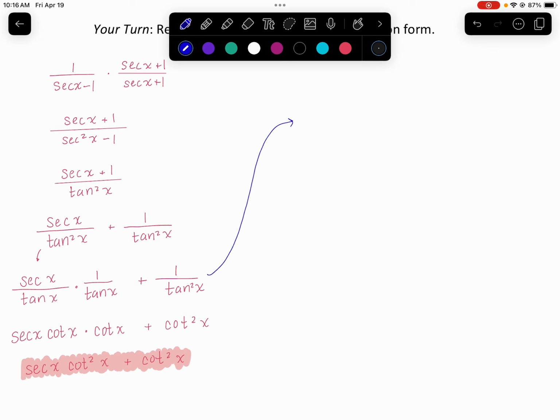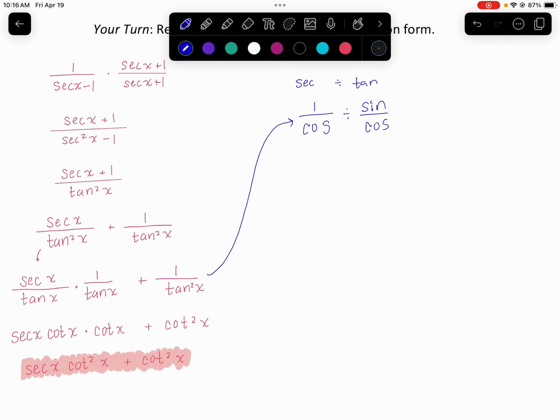So I'm going to take my secant and split that as 1 over cosine, and then divided by tangent, which is sine over cosine. So this right here is my secant. Let me write this here: secant divided by my tangent, just so you see where they're coming from.